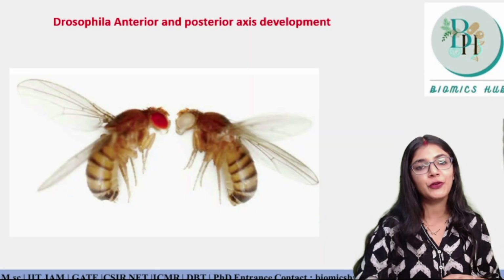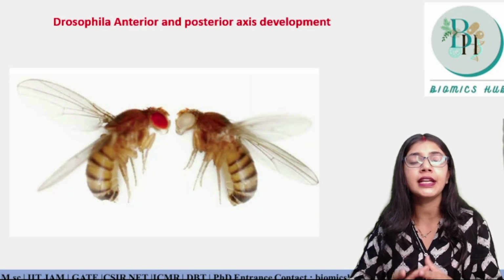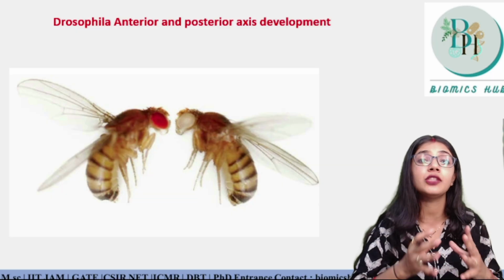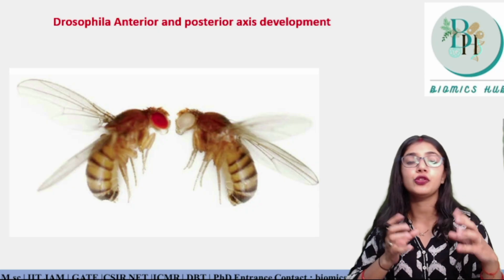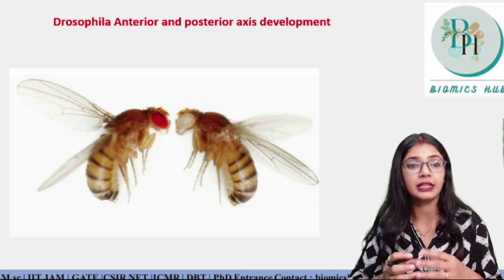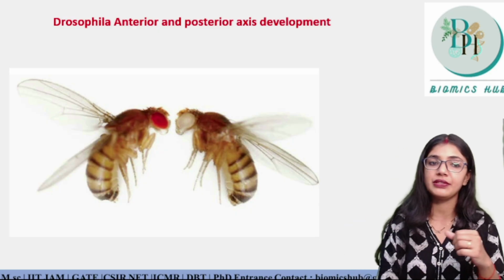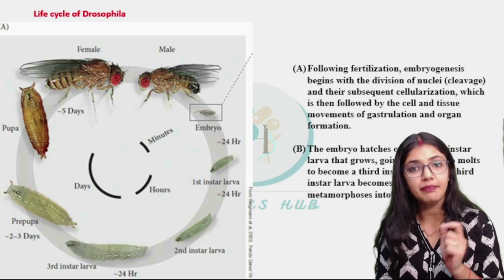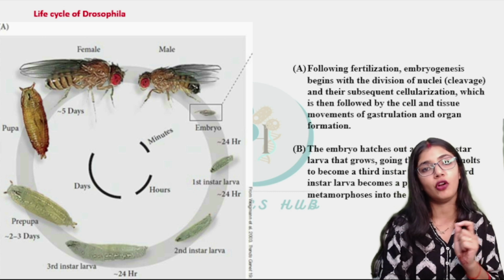In today's video, we are going to discuss the anterior and posterior axis development in Drosophila. Before going into detail about the axis formation, we have to understand why Drosophila is used as a model organism, and also how its life cycle takes place. Drosophila is used as a model organism because it has a very short lifespan.